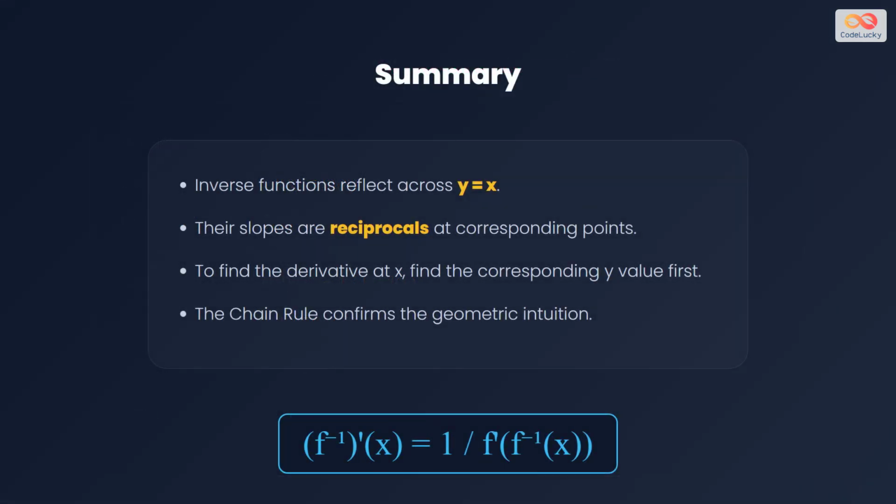To summarize, the derivative of an inverse function is the reciprocal of the derivative of the original function. Remember the geometric link. Reflecting a graph swaps the rise and run, turning slope m into slope 1 over m. This formula is the key to unlocking derivatives for logarithms, arcsine, arccosine, and more.